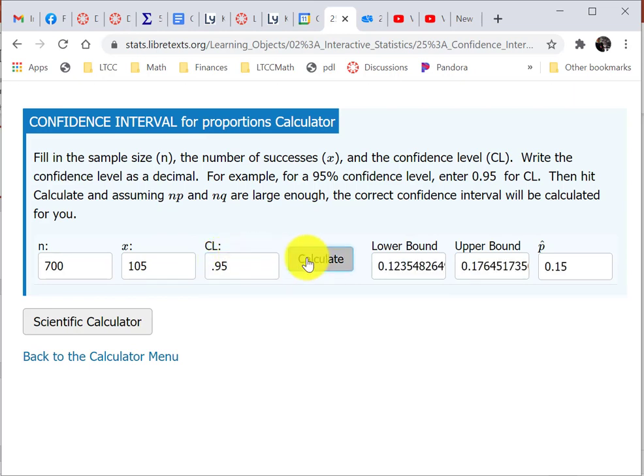And I hit calculate. And it gives us that the lower bound is about 0.12. And the upper bound, rounded to a couple decimal places, is about 0.18. So that gives us a confidence interval for this population proportion. So now let's start interpreting.